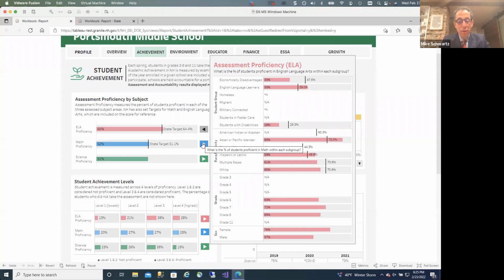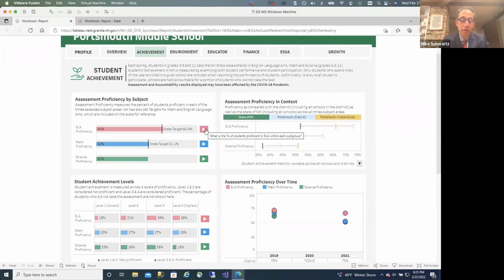Anytime you click on a flyout, you click on it again to make it shrink. So once it opens, click it again to close it.